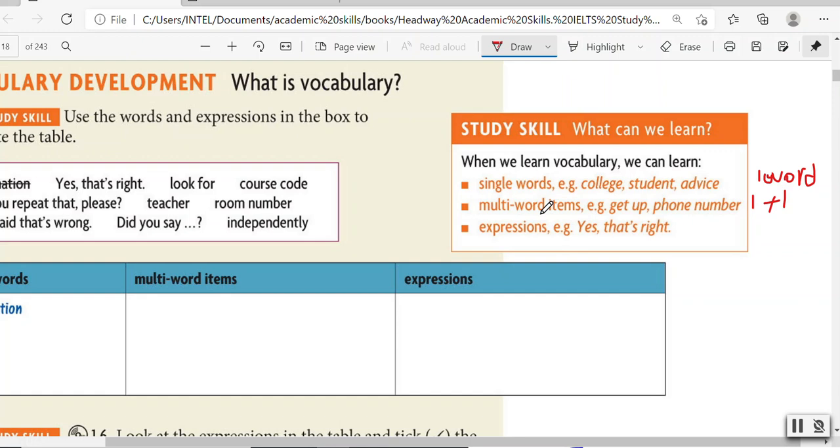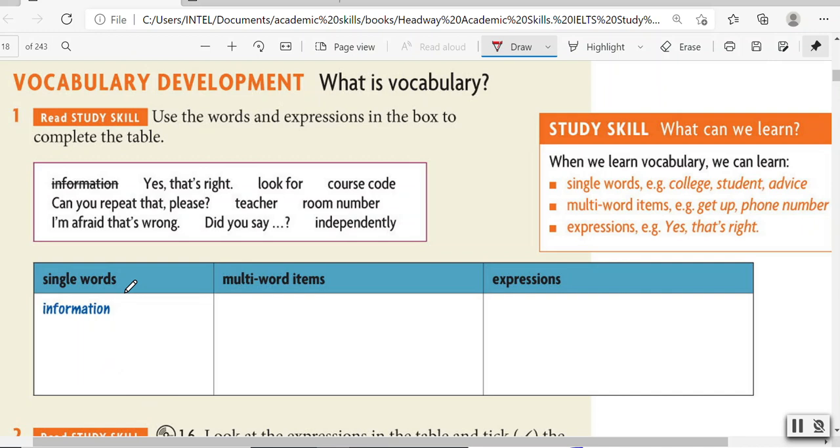Expressions are more than two words together. Yes, that's right. And this one is an expression. Here we have this table: this side for single words, this side for multi-word items, and this side for expressions. We must divide these words or write them under the best title.